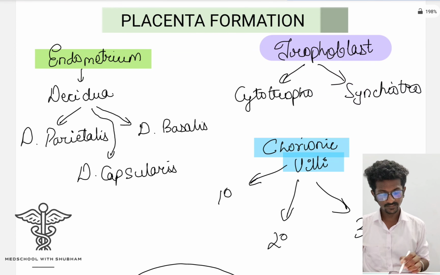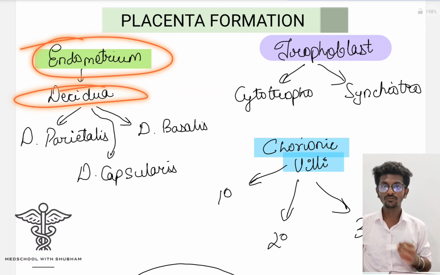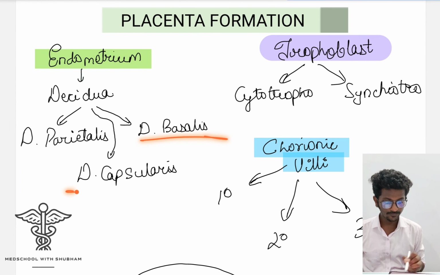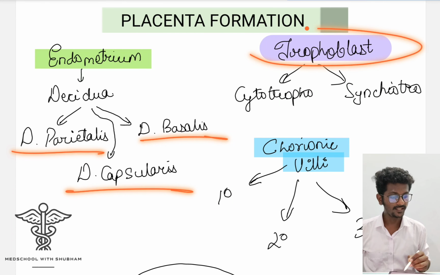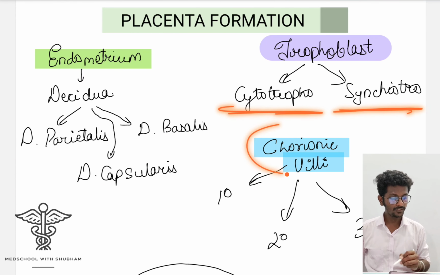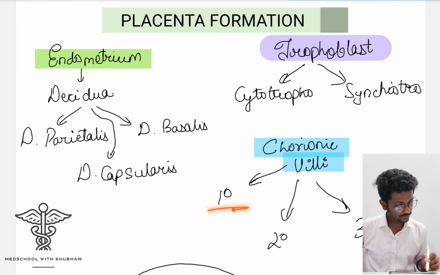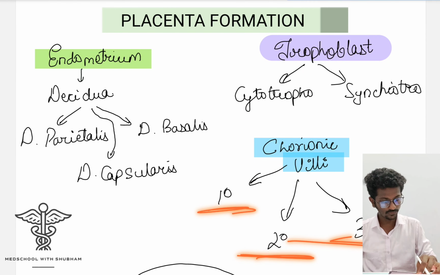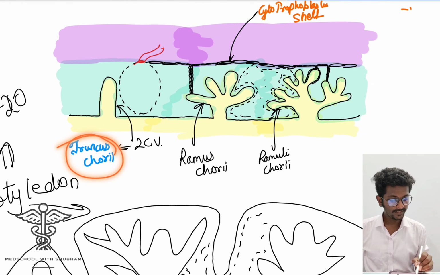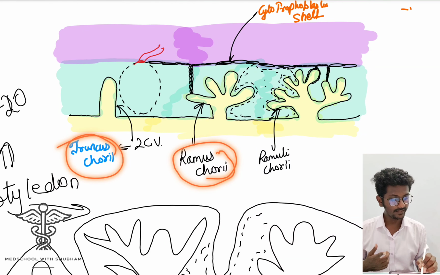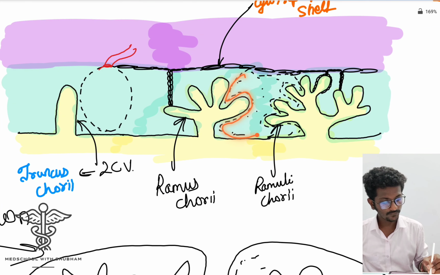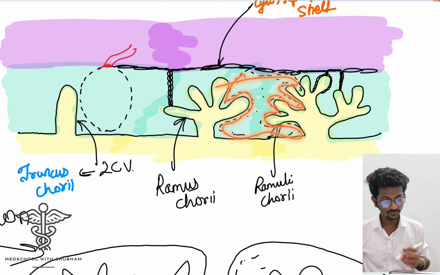Let's revise everything once again. The endometrium is called decidua after implantation. Three types of decidua: decidua basalis, decidua capsularis, decidua parietalis. Trophoblast are of two types: the cytotrophoblast and the syncytiotrophoblast. Chorionic villi are of three types: primary, secondary, and tertiary chorionic villi. First we get the formation of the truncus chorii, then the ramus chorii, and then the ramuli chorii. Then lacunae will form over here.